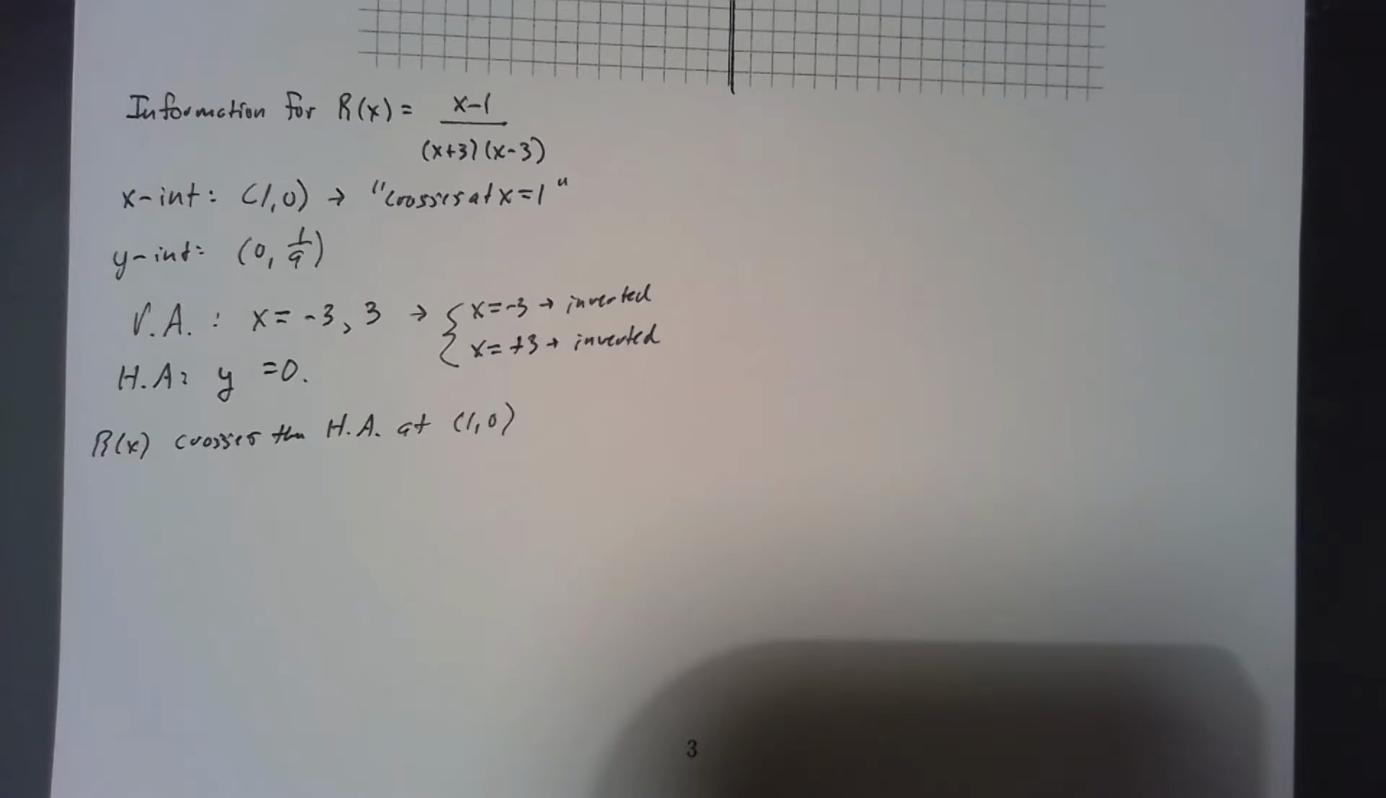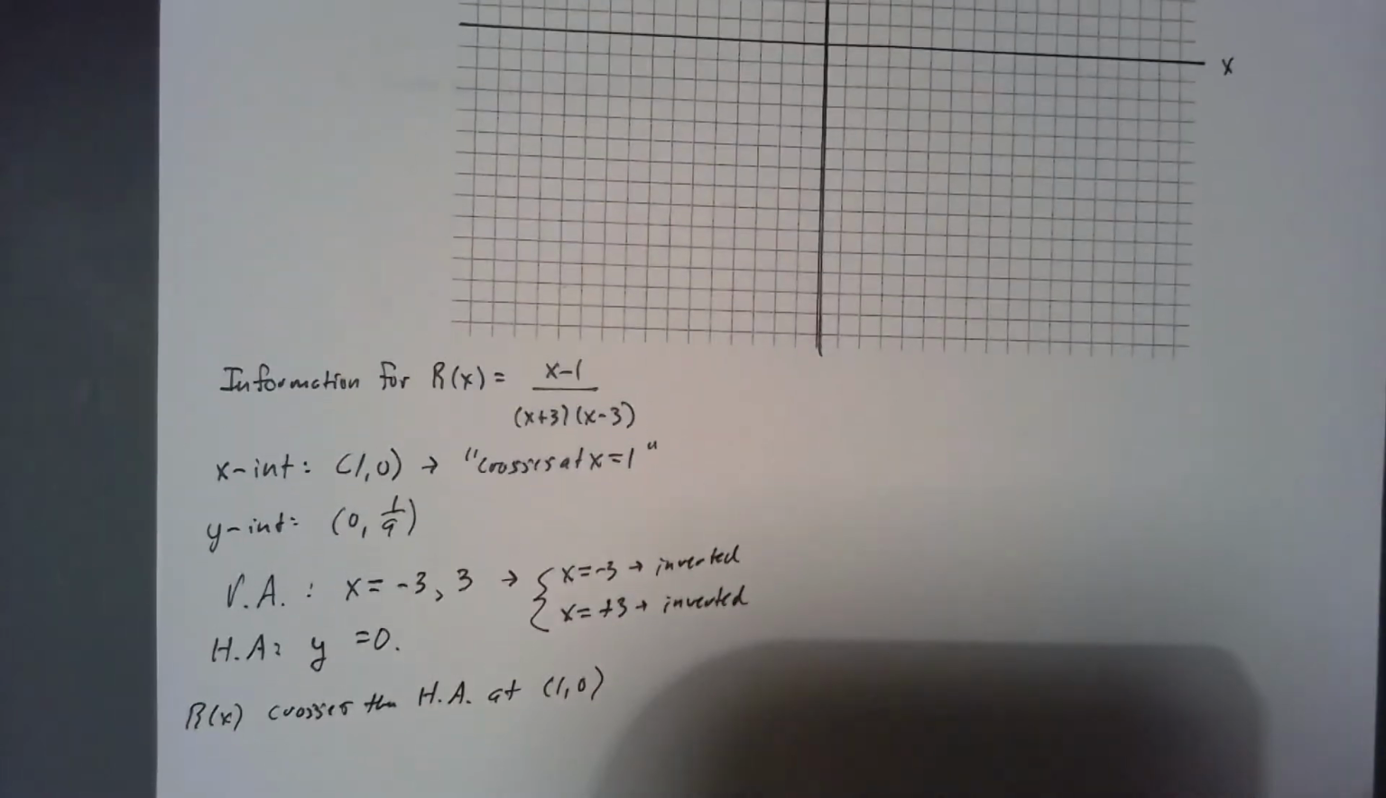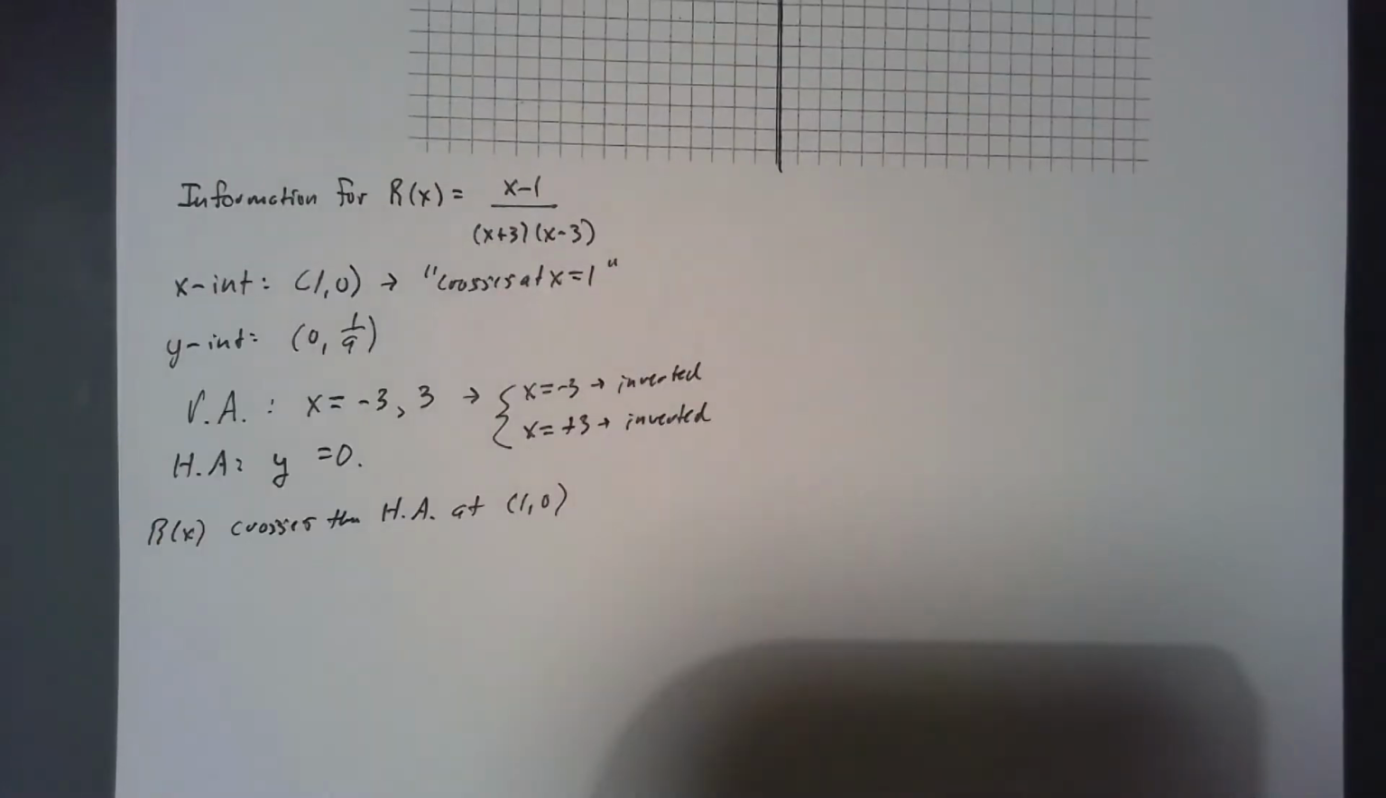Okay, so we identified the intercepts, the vertical asymptotes, horizontal asymptotes, multiplicity of the vertical asymptotes, the multiplicity of the x-intercept, and it crosses the horizontal asymptote at 1, 0. So we got all the information we need. So now we can graph our function, r of x, by hand. This is just a summary of all the information we did in steps 1 through 4.